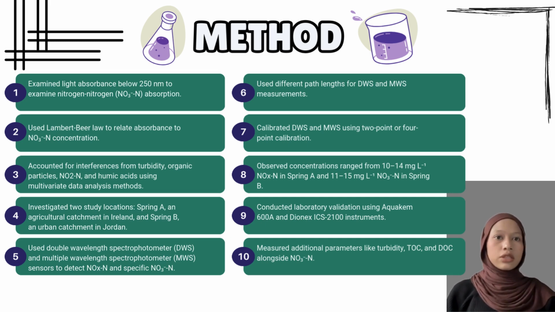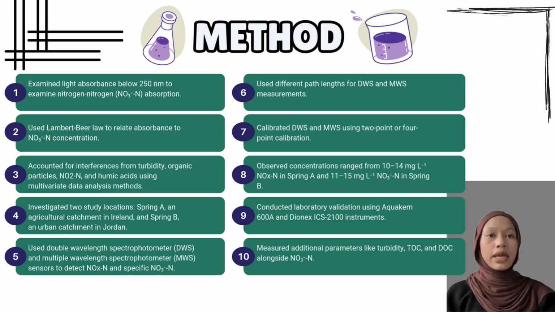The study was conducted at two locations. First is Spring A, an agricultural catchment in Ireland, and the second one is Spring B, an urban catchment in Jordan. DWS and MWS were employed with different path lengths for measurement and 2-point or 4-point calibration. Observed concentrations range from 10 to 14 mg L-1 NO3(N) in Spring A and 11 to 15 mg L-1 NO3(N) in Spring B. Laboratory validation was carried out using Aquacom 600A and Dionex ICS 2100.